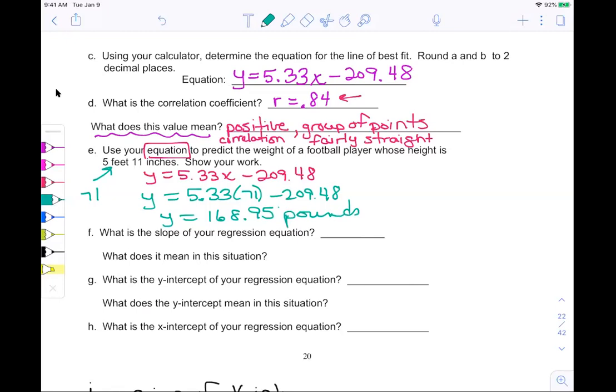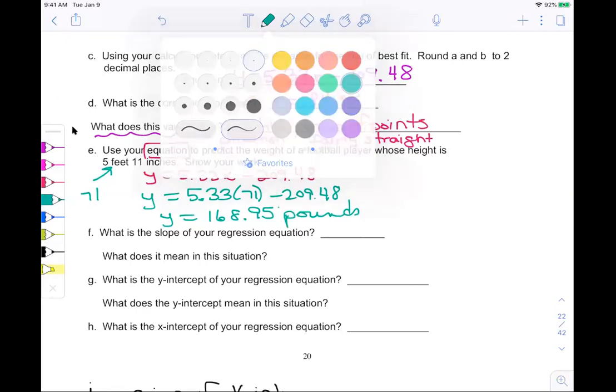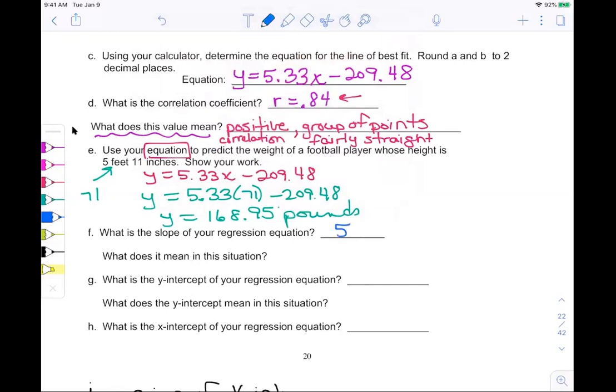All right, there's a couple other questions underneath here, using what we've done in chapter 2 and extending that information. So letter F, what's the slope? Riley, what's the slope of this line? 5.33. Yeah, 5.33. So that's our slope. And if I'm thinking about what it means, because it says what does it mean, if I want to label this 5.33, it would be pounds per inch.